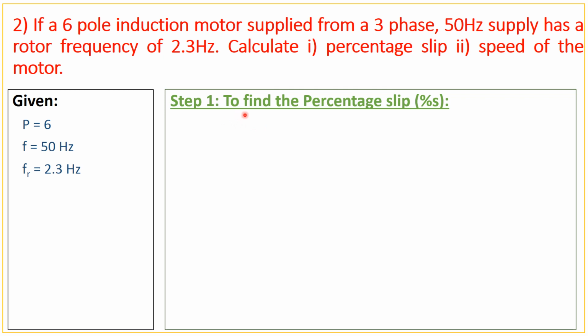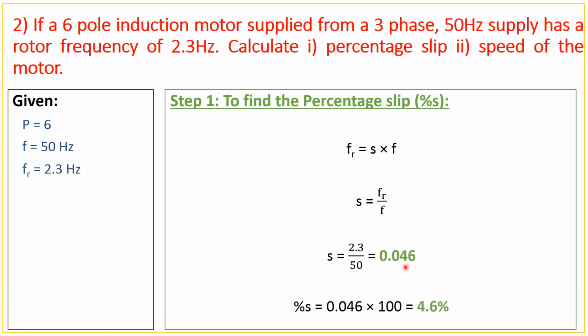The first step here is to find the percentage slip. So Fr is equal to S into F. Therefore S is equal to Fr by F. So Fr is now 2.3 and F is 50, I will get 0.046. For percentage slip, I should multiply it by 100. So 0.046 into 100 is 4.6%. It is that simple. You have Fr, you have F, you will get the S, because Fr is equal to SF. I got the percentage slip.